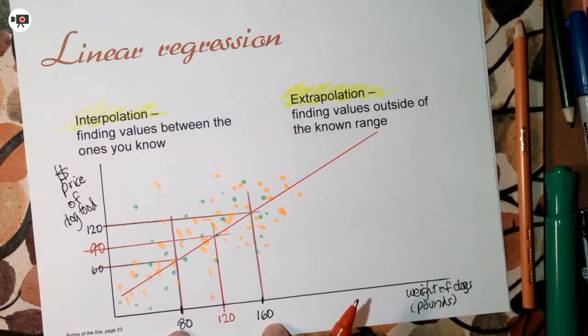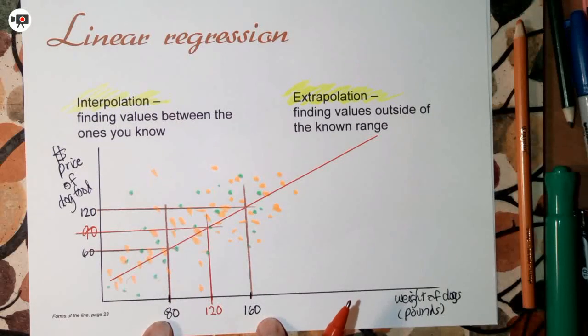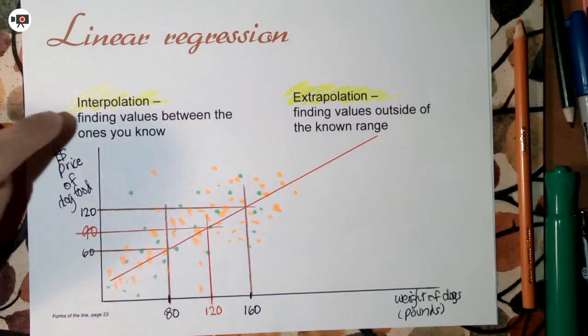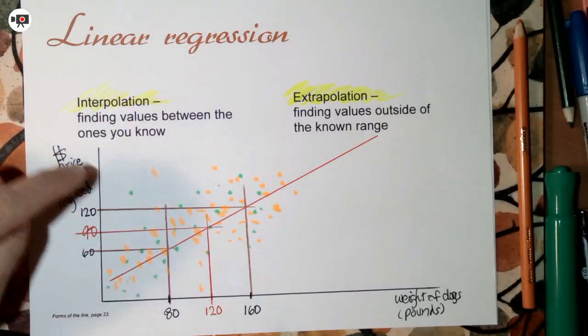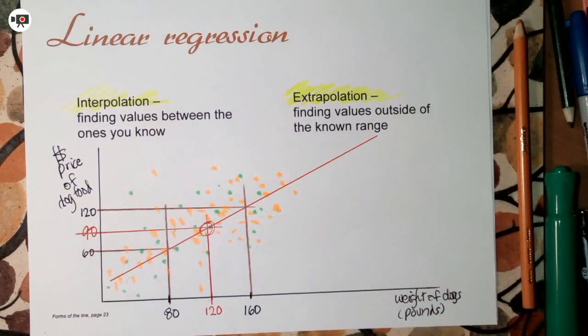I knew the value for 80 because of Ollie and Jasper, and I knew the value for 160 because of Percy and Maisie, and so I wanted to know what should I expect in between. Okay, that's interpolation. Interpolation is values between the values that you know. So that's what I would expect. I would expect it to be about right there.